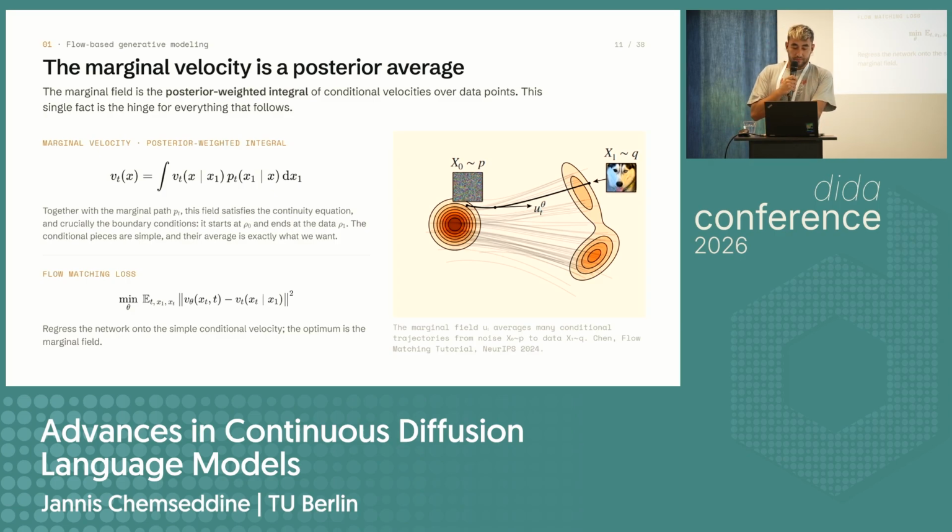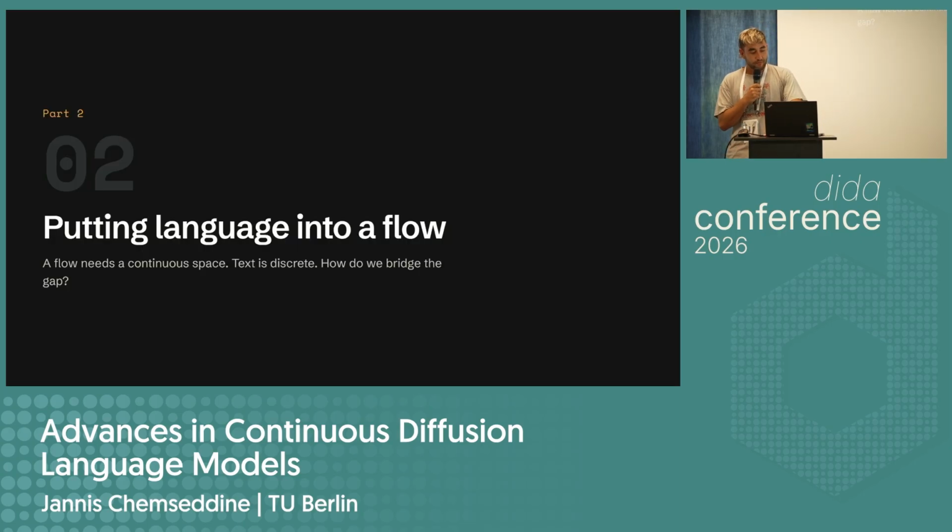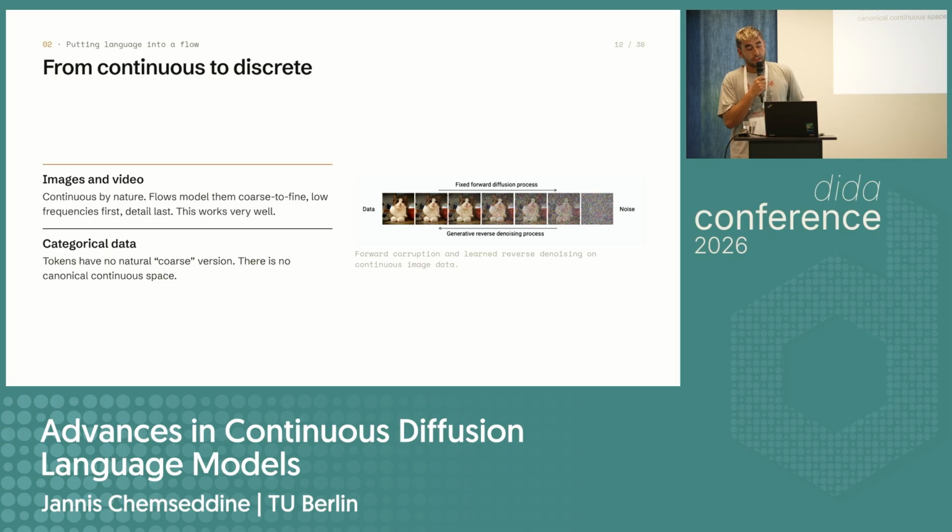Now the question is, how do we get language into this? We need some continuous space for language. Text is discrete. So what do we do? Well, in general, we have this thing in continuous diffusion for images, where if we see this cat, we have this coarse-to-fine structure. This is exactly the question before. It works super well because the forward process removes detail first and coarse structure last, and the backward process then creates coarse structure first and details last. This works super nice. But tokens don't have any coarse version, and we don't have some canonical continuous space. We have many, many choices we can make.